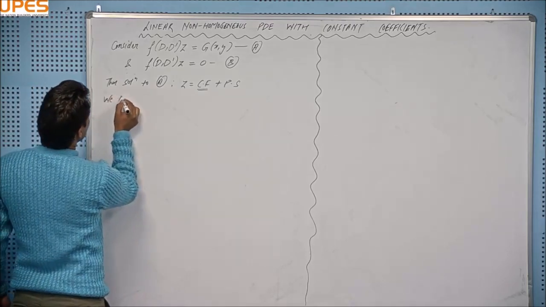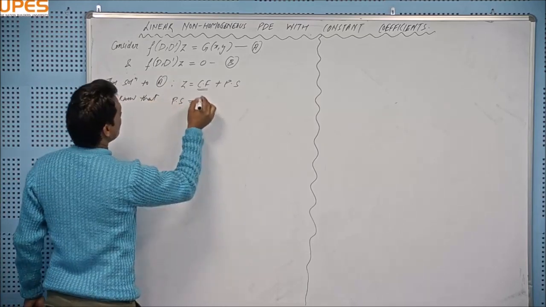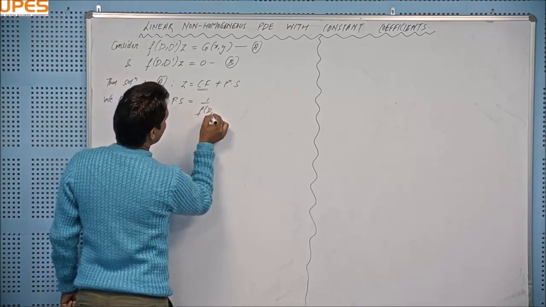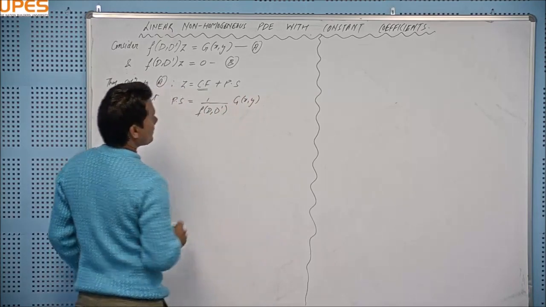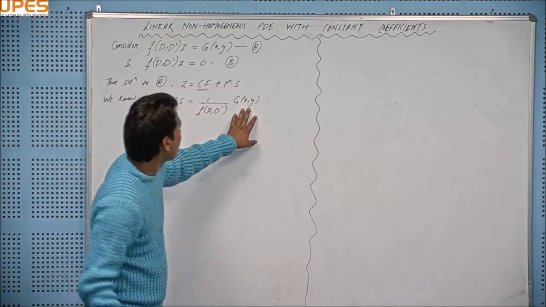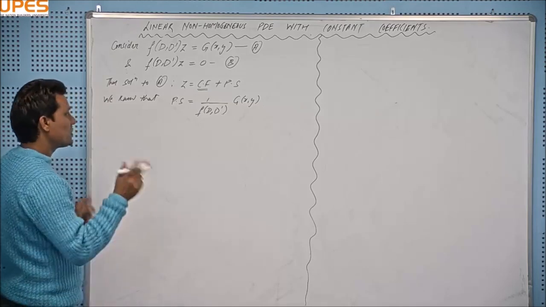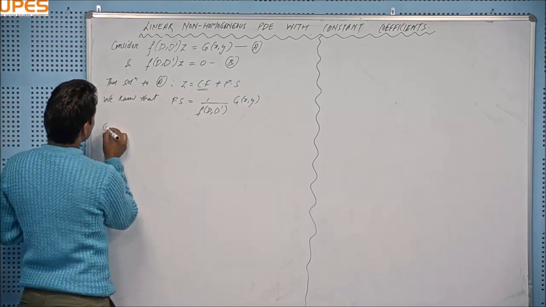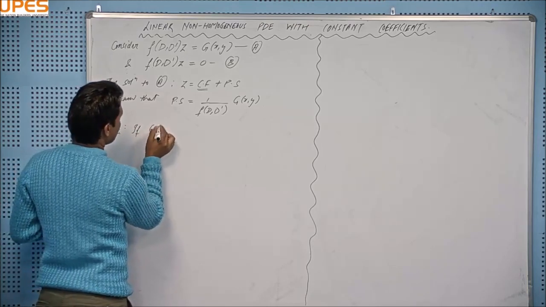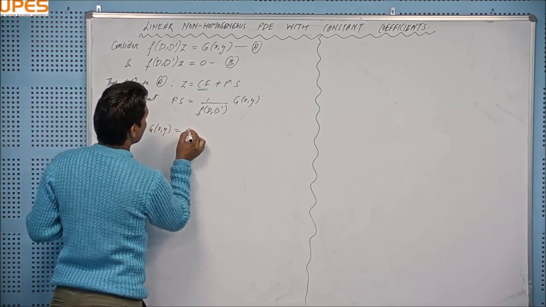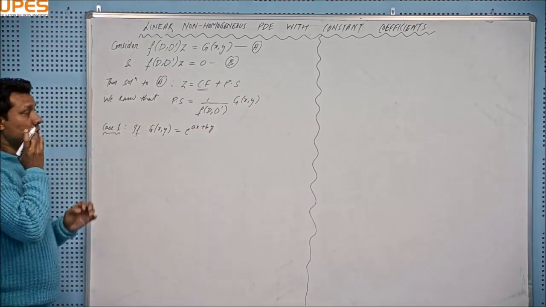We know that the particular solution is equal to 1 over f(D, D') acting on g(x, y), right? And depending on the nature of this g(x, y), we have 2 or 3 types of cases, right? So first I will be taking case 1, if g(x, y) is equal to some exponential function, e raised to the power ax plus by, right?